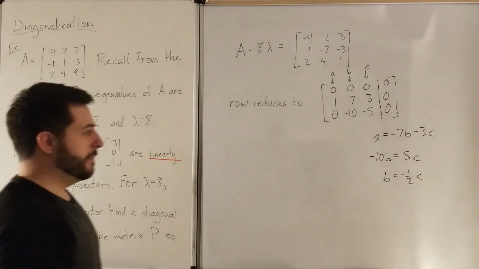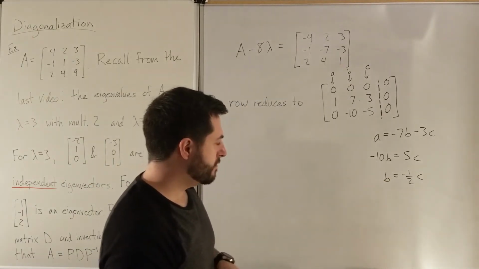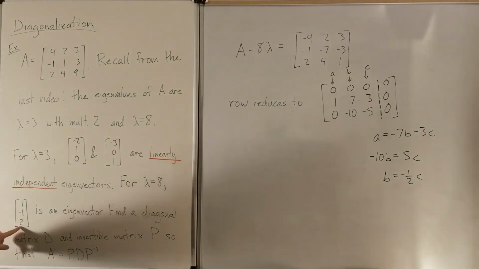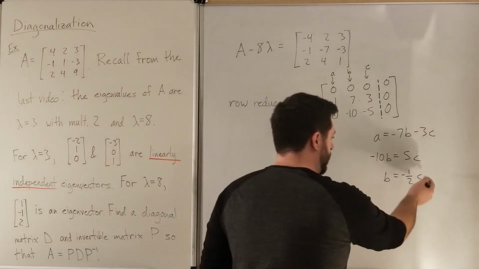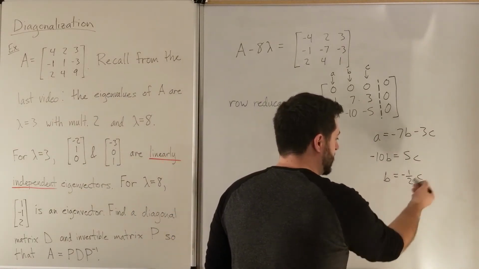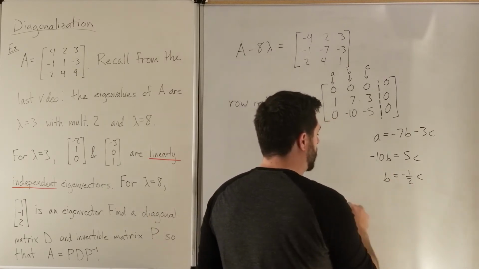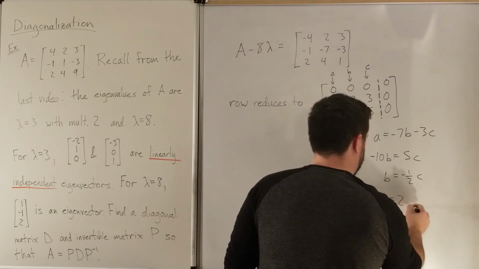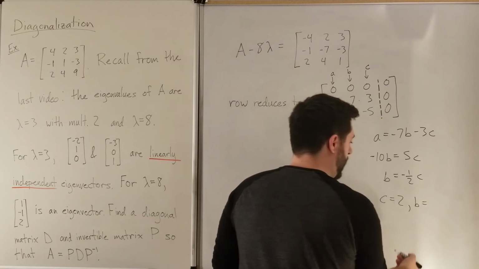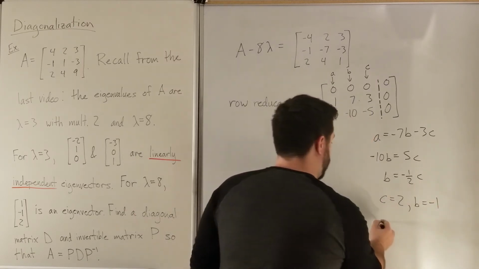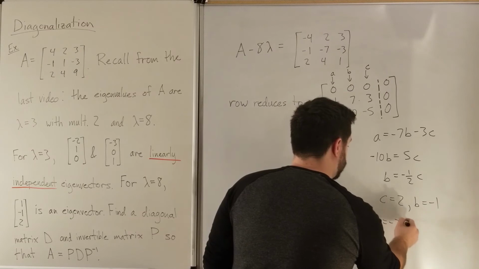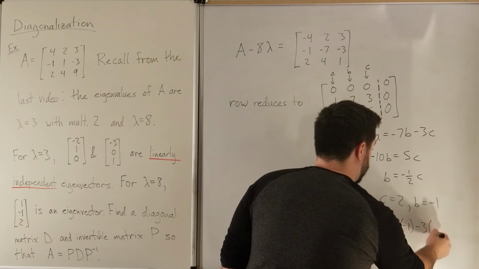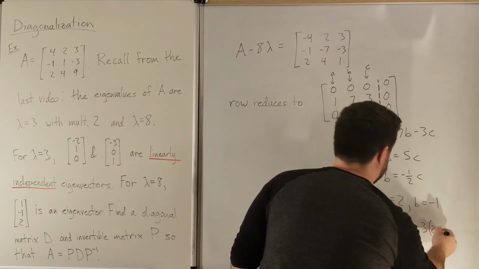Okay, so we're going to start out by picking a convenient value for C, and I'm going to choose this C right here, +2. And the reason I chose that was because I want this fraction to cancel it out and make it an integer when we solve for B. So if C is 2, then we're going to get B is -1/2 times 2, in other words, -1. And A is going to be -7 times the value of B that we just determined, minus 3 times the value of C that we set.